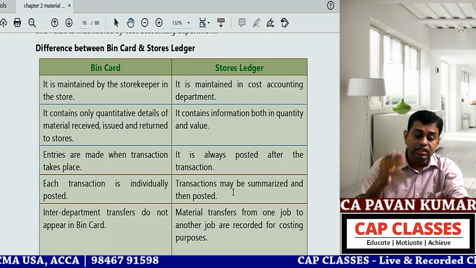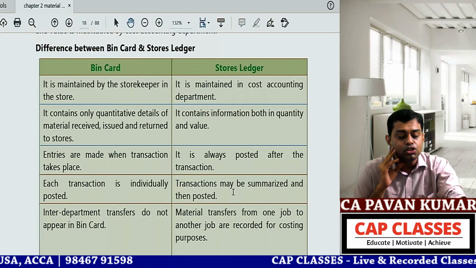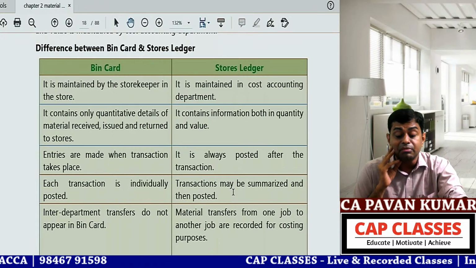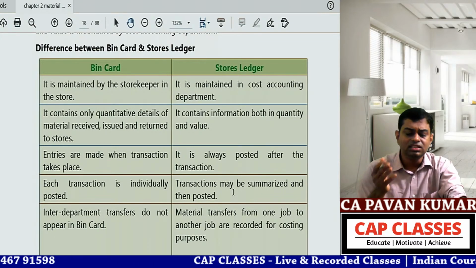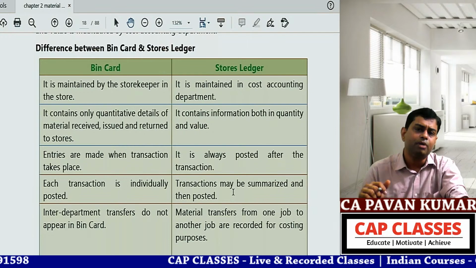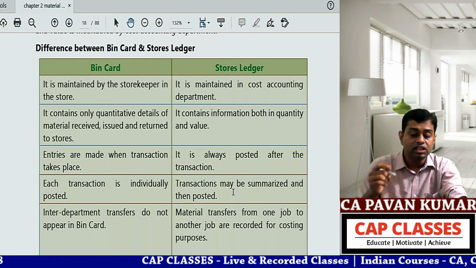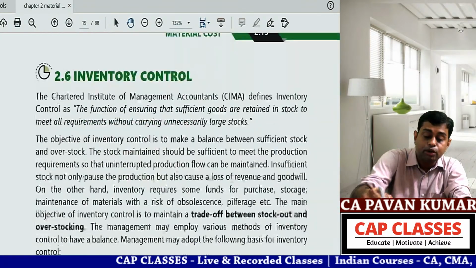You understand? Then, inter-department transfers do not appear in the bin card. In the stores ledger, material transfer from one job to another job is recorded for costing purposes. It is one department sending goods to another department. A normal point. You understand? This is very important from an exam point of view.